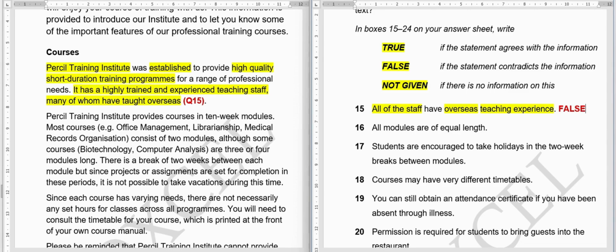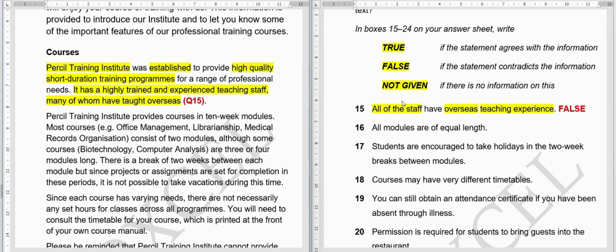And the answer is false. I hope everybody arrived at this particular answer. If not, don't worry, I will tell you why it is false. Here they're saying all of the staff members, meaning 100% of the people in the staff, have overseas teaching experience. But here they say many of whom have taught overseas. So many of whom basically means not all. There are a lot of people in our staff that have overseas experience, but not all. But they're saying all, so that's why it is false.